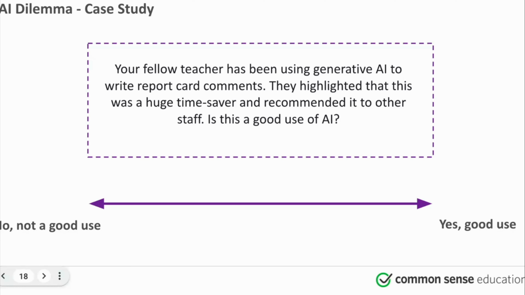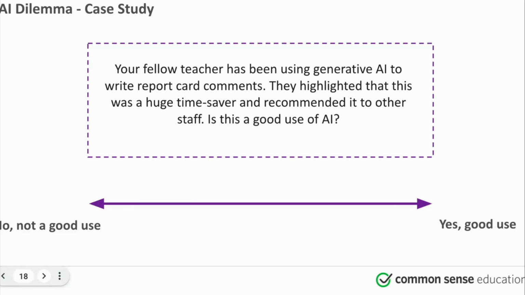So the next piece here is we have a dilemma, and this is again part of our literacy lesson collection. So Jenna, do you want to read our dilemma this morning or this afternoon? Thank you. Yes. I'm ready to go. So this dilemma is, your fellow teacher has been using generative AI to write report card comments. They highlighted that this was a huge time saver and recommended it to other staff. Is this a good use of AI?